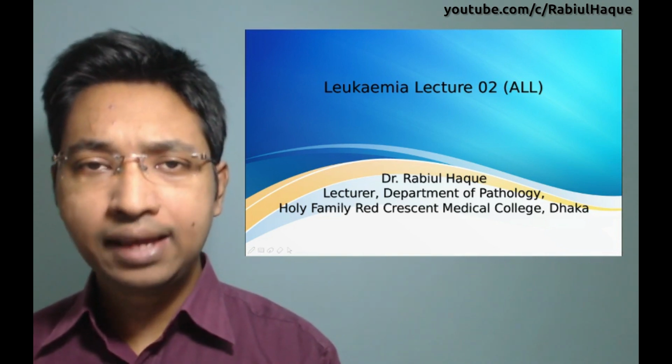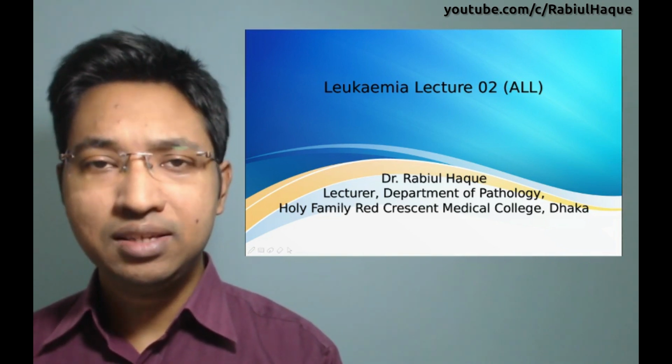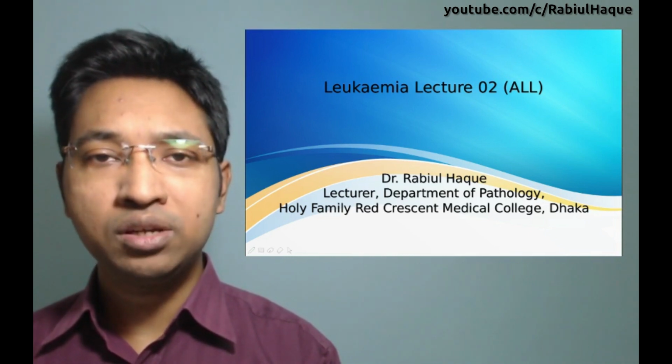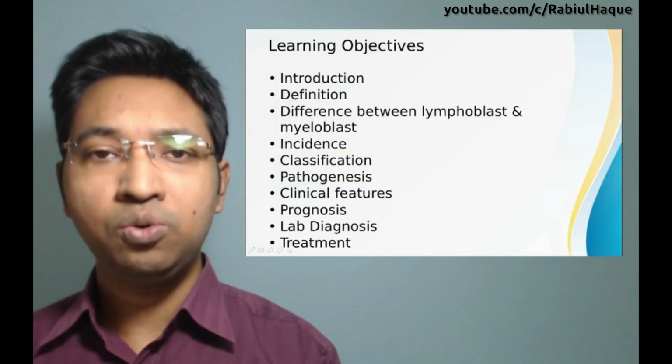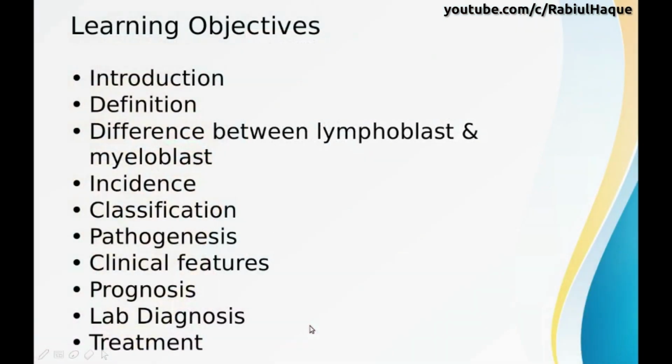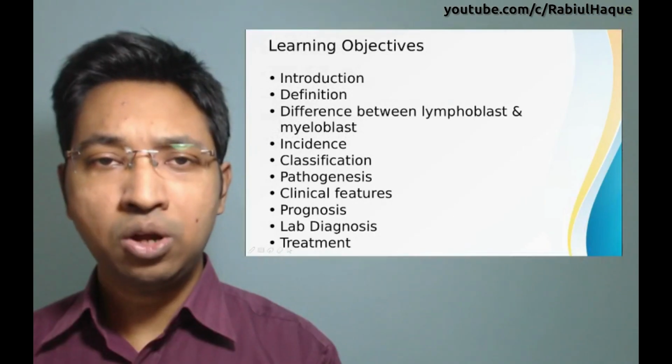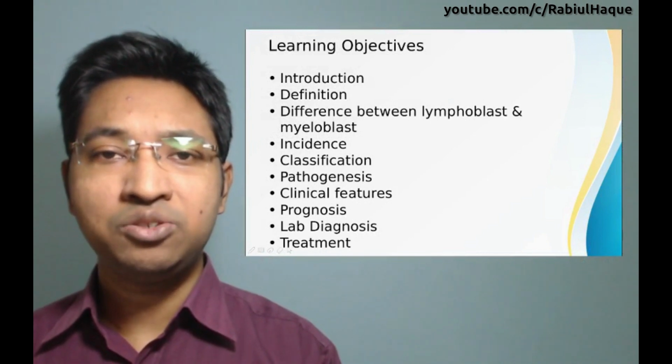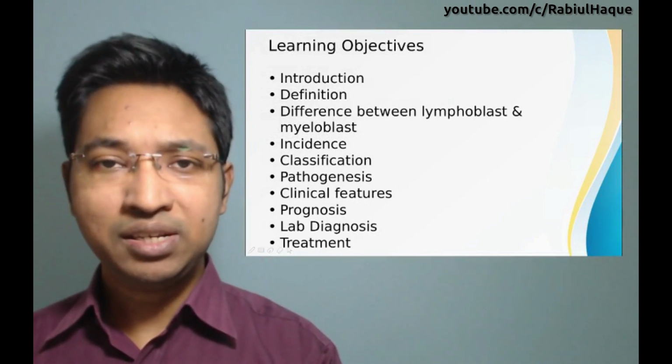Today's topic is acute lymphoblastic leukemia. This is the second lecture of our ongoing leukemia series. In this video, we will learn about the definition of acute lymphoblastic leukemia, the differences between lymphoblasts and myeloblasts, the incidence, its classification, pathogenesis, clinical features, prognosis, lab diagnosis, and towards the end of this lecture, we will also talk briefly about its treatment. Okay? A lot of topics, so let's begin.